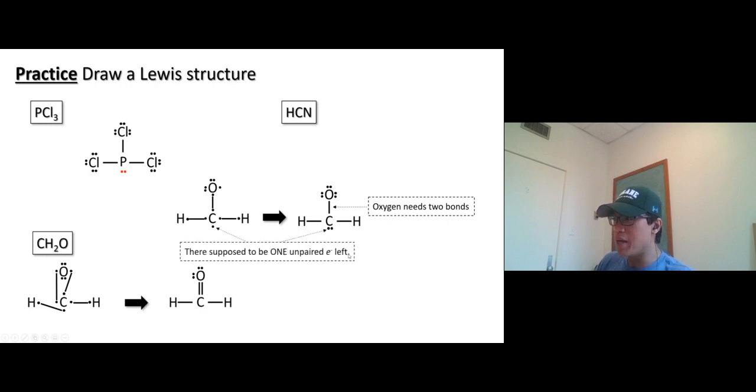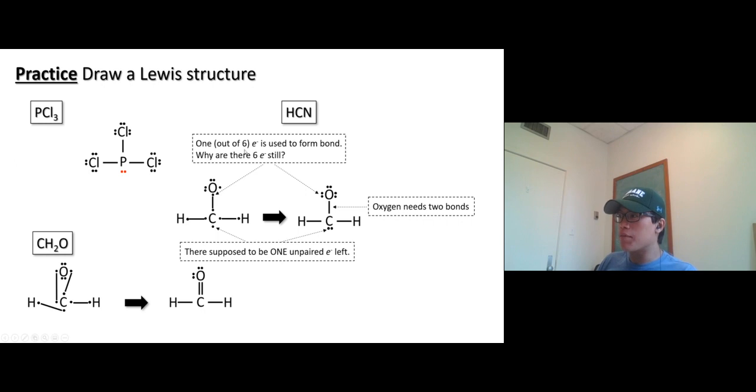And 1 unpaired to 2 unpaired, how does this work? This doesn't make any sense. You can't explain this, right? One more time. Oxygen has 1, 2, 3, 4, 5, 6 valence electrons. This guy right here, 1, 2, 3, 4, 5, 6, 7. This oxygen has 7 electrons.